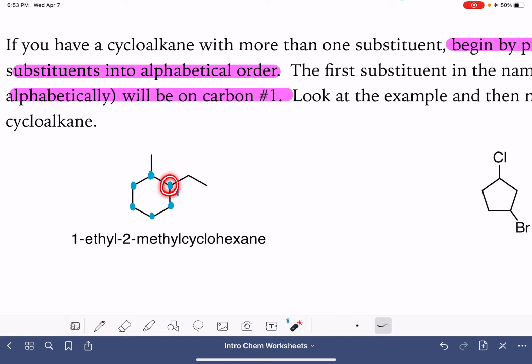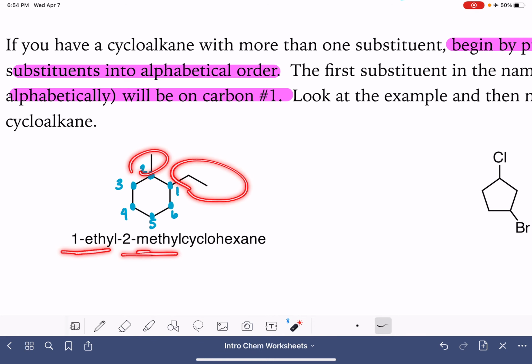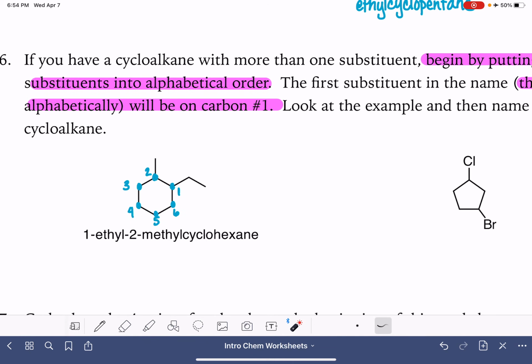Now, once we've decided that this is carbon number 1, we're going to number either clockwise or counterclockwise, whichever direction gets us to the other substituent the fastest. So if we go counterclockwise, we're going to get to the methyl group right away. If we continued clockwise, it would take us quite a while to get back around to the methyl group. So our goal here is just to get to the other substituent as fast as possible. And this gives us the name 1-ethyl-2-methylcyclohexane. Here, in this case, the 1 is not implied. You definitely have to include that in the molecule's name.